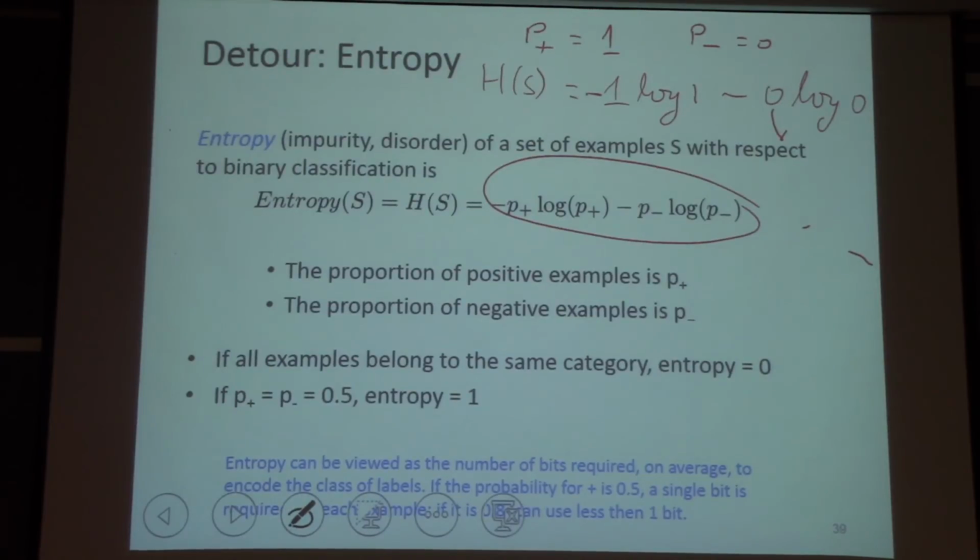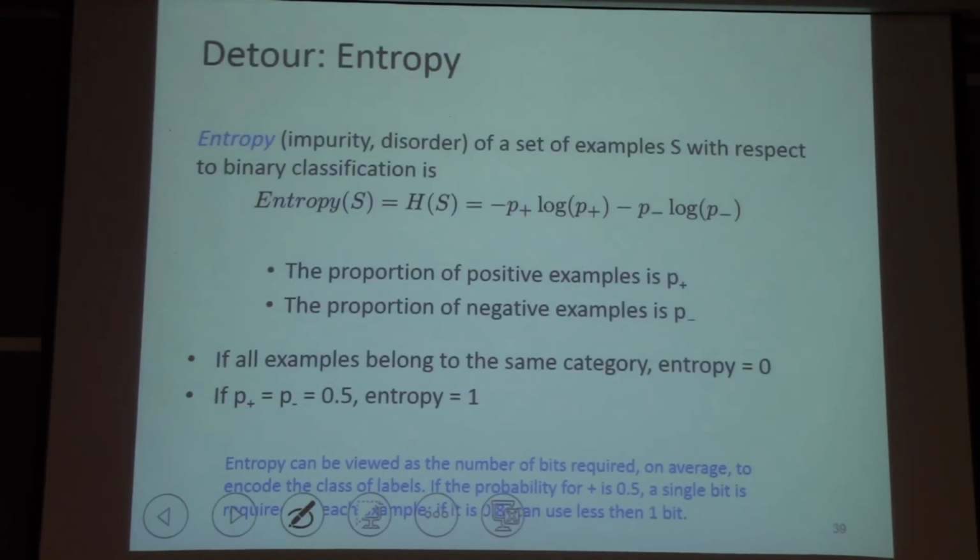On the other hand, when both p plus and p minus are half, then this becomes half log half times 2, or negative of that. Throughout this discussion we'll assume that log is to the base 2, so half log half gives 1. So the entropy of the uniform distribution in this case is 1.